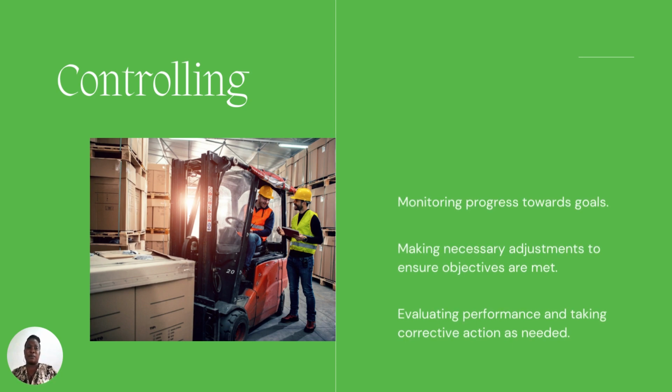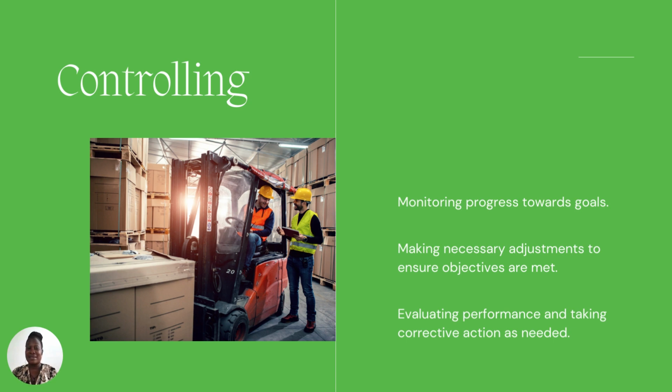So, furthermore, is what we call controlling. In controlling, it is more of a monitoring process towards the goals of the organization. It makes necessary adjustments to ensure that the objectives are met. It also evaluates the performance of the employees and takes the necessary corrective measures.